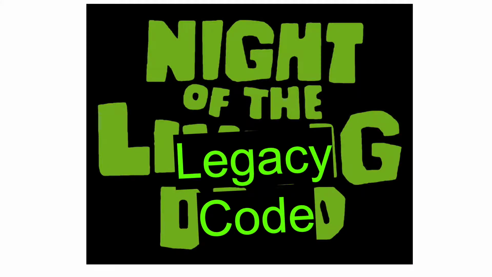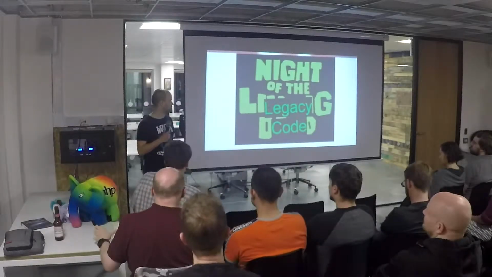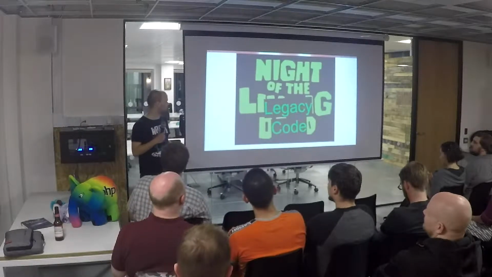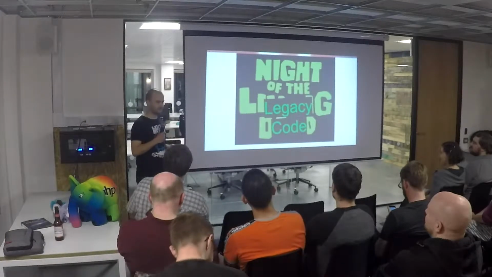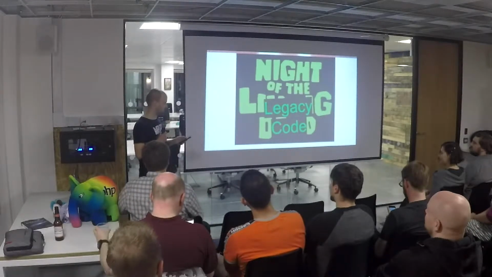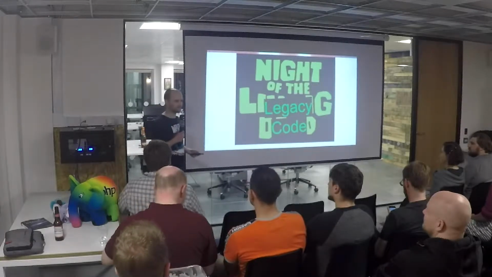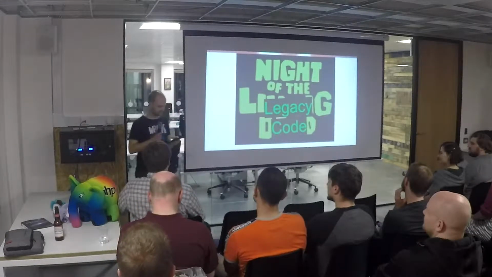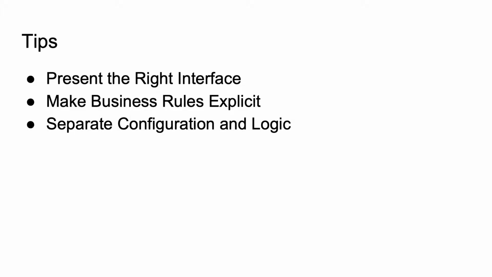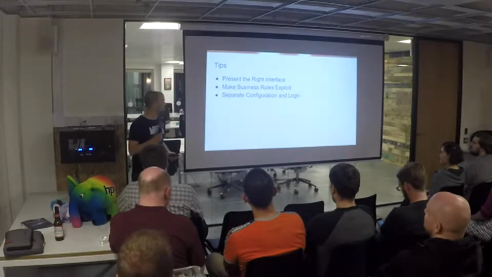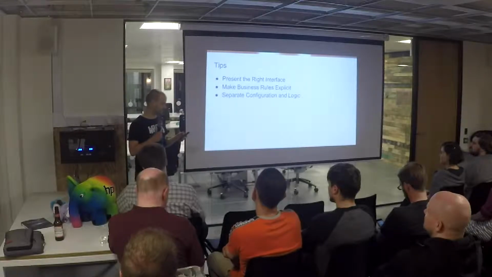Given the theme, coding horrors, I thought it would be appropriate if we all faced our greatest fear and talked about legacy code and some of the techniques I've been using to refactor legacy code. So we're going to talk about presenting the right interface, making business rules explicit, and separating configuration from logic.